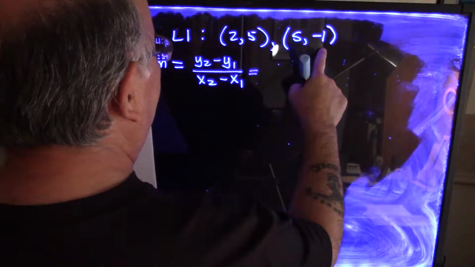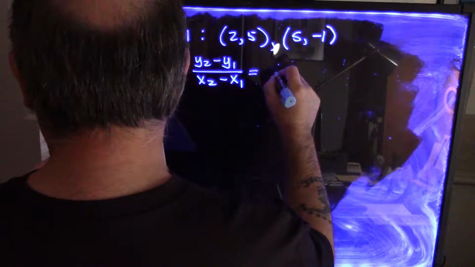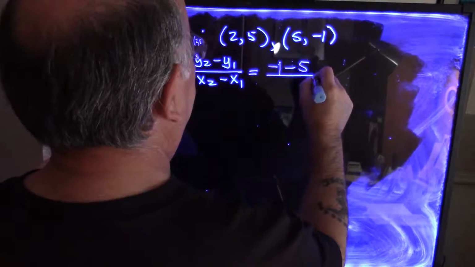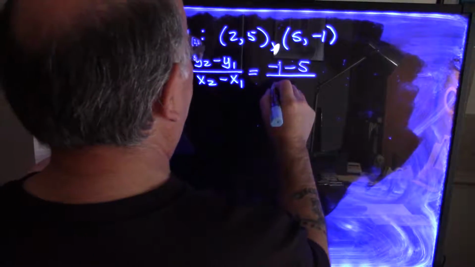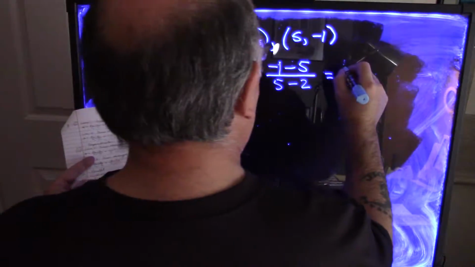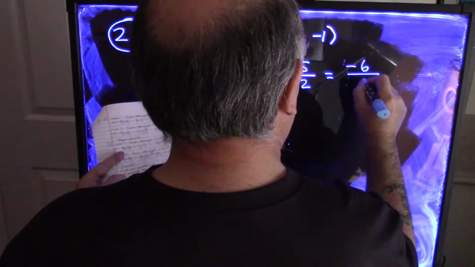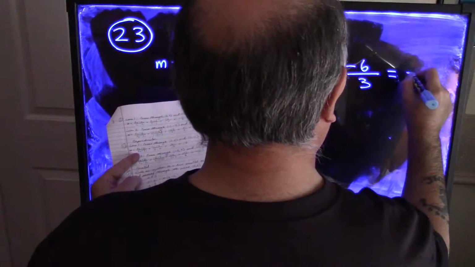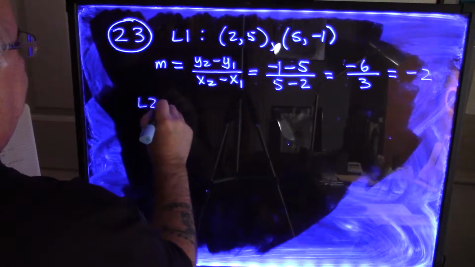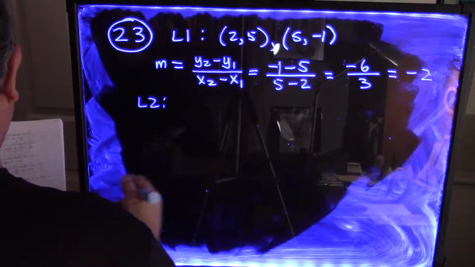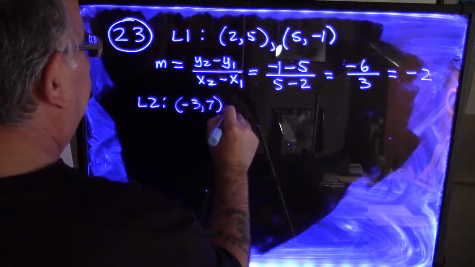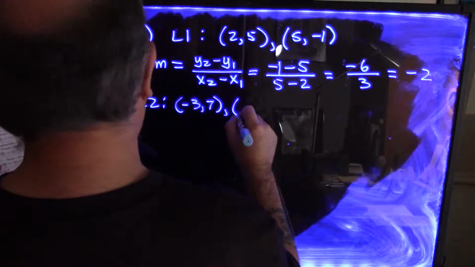Let's see, negative 1 minus 5 on top, and below we've got 5 minus 2. So we have negative 6 divided by 3, which equals negative 2. Alright, we have L2, line 2, that goes through negative 3, 7, and 3, negative 5.